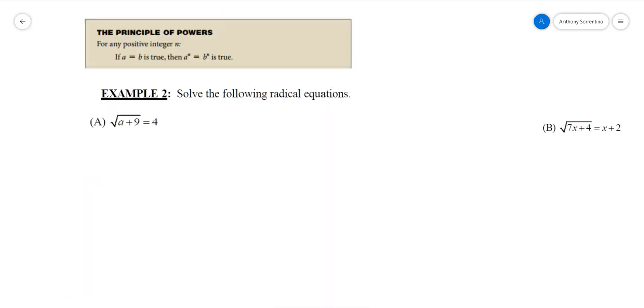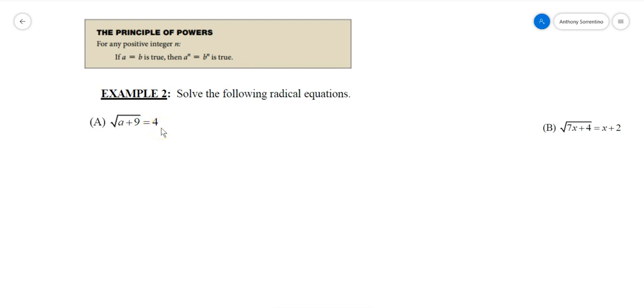Now, as we deal with radical equations, we're going to use this idea of the principle of powers along the way. So basically, if I know I have two things being equal to each other, if I raise them to a power, they're also going to be equal. So if I know that the square root of a plus 9 equals a positive 4.